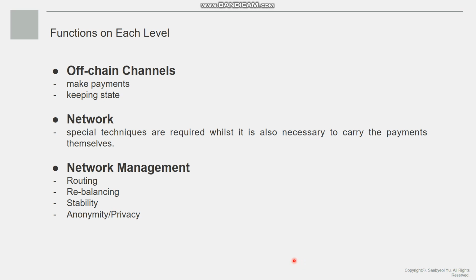These are the functions on each level. Off-chain channels provide making a payment and keeping each state. In the network level, special techniques are required to list, and it is also necessary to carry the payments themselves. And network management provides functions for routing, rebalancing, stability, and anonymity or privacy.